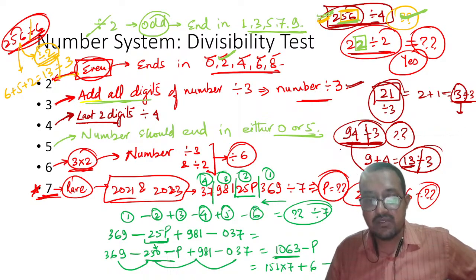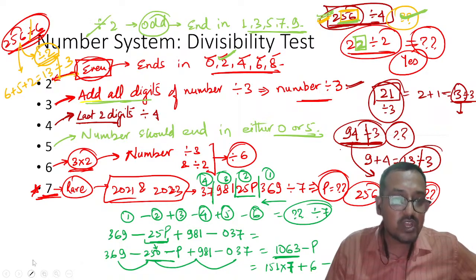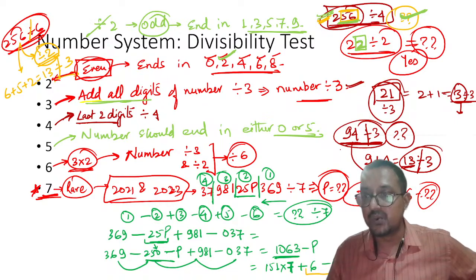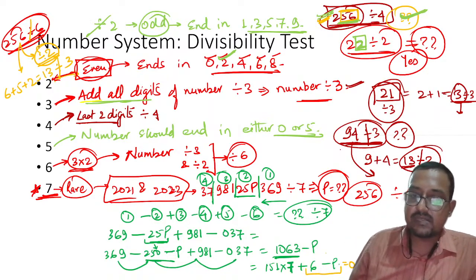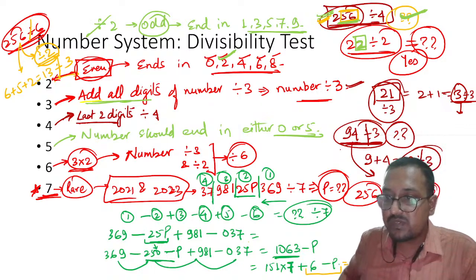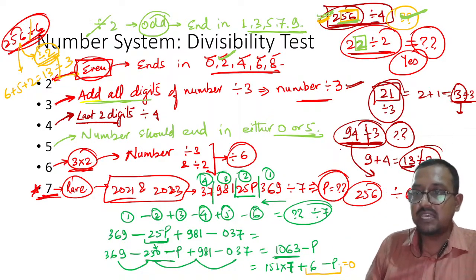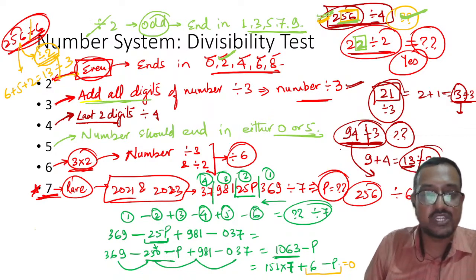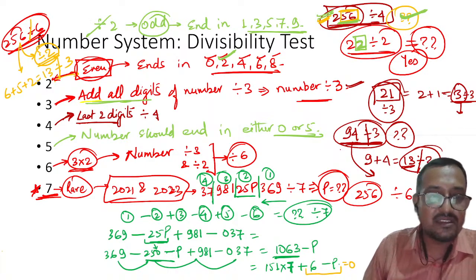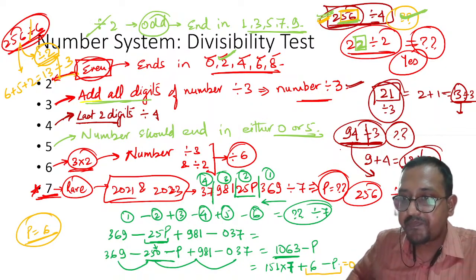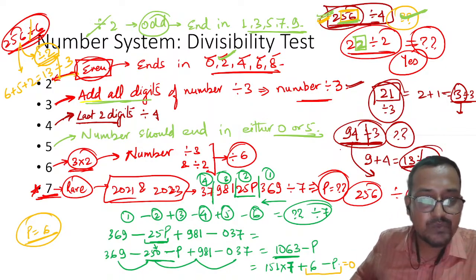So minus P. My dear friends, please remember, if you want to make a number divisible by 7, you should have 0 remainder. So plus 6 minus P should be equal to 0. I hope it is visible. No, it is not visible. Let me go slightly towards the side. Plus 6 minus P is equal to 0. So with this, you can realize that P will be equal to 6. Understood this part? Everyone understood this part? Yes or no? Please let me know.